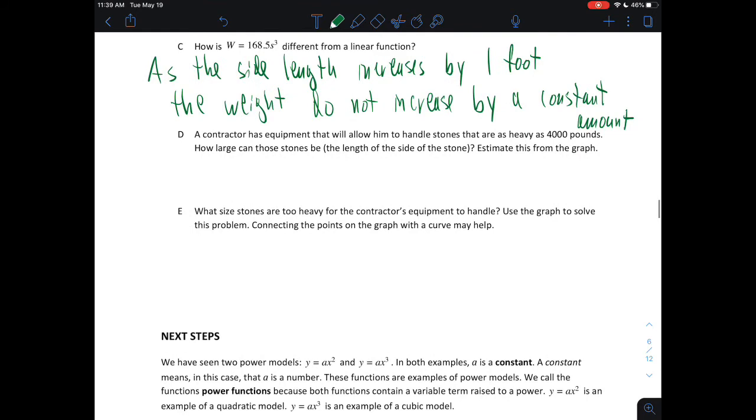So now part D. A contractor has equipment that will allow him to handle stones that are as heavy as 4,000 pounds. How large can those stones be? Meaning, what is the length of the side of the stone? Estimate this from the graph. So let's go back to our graph.